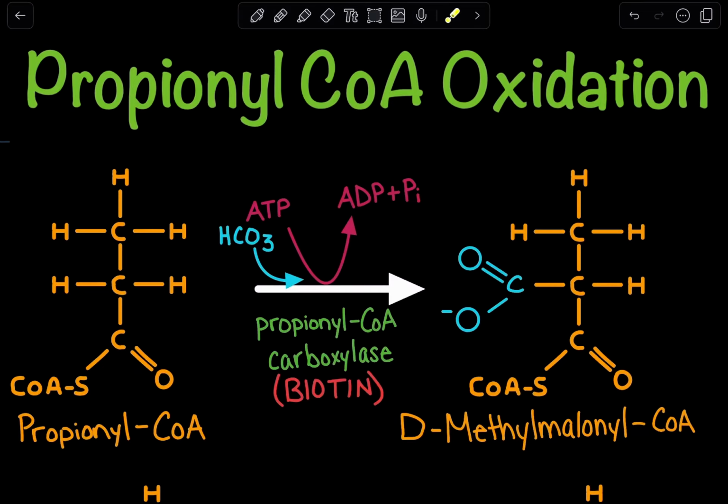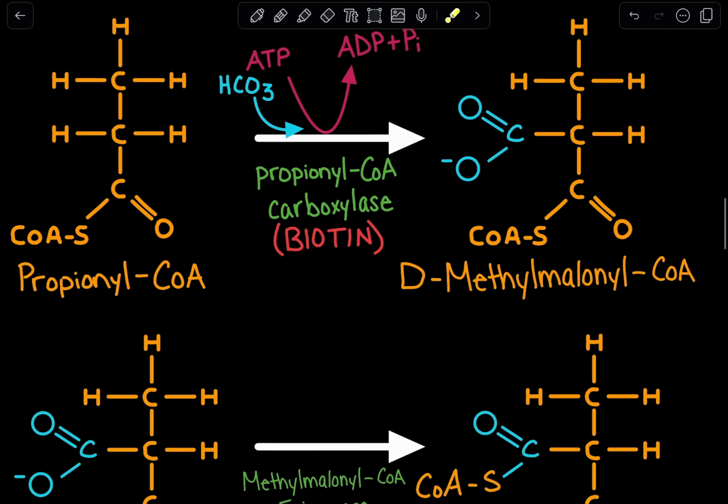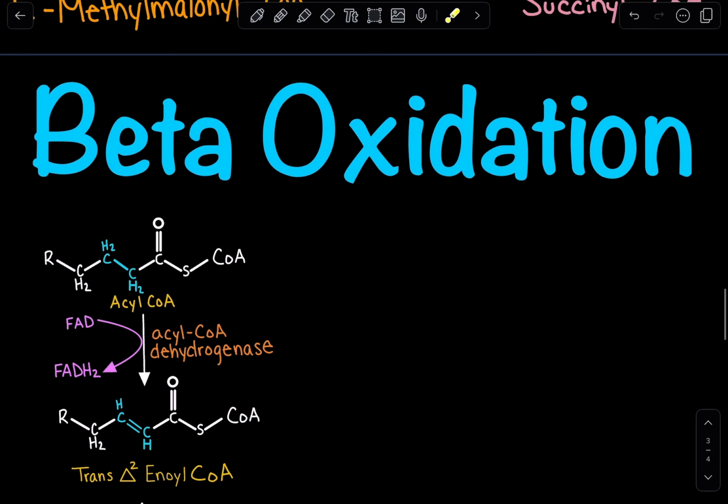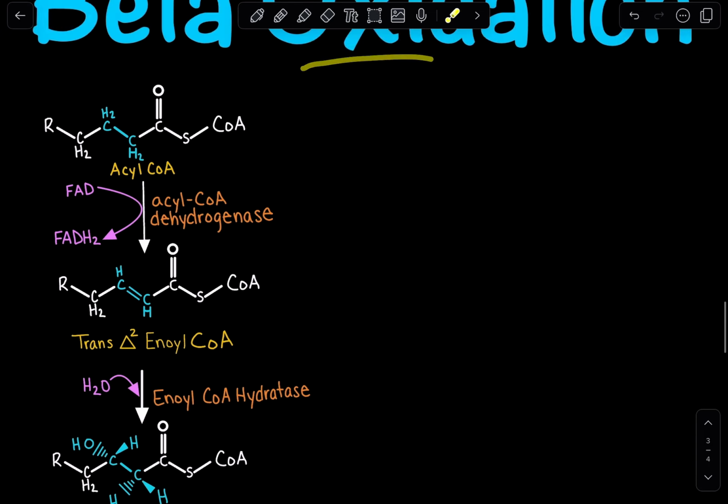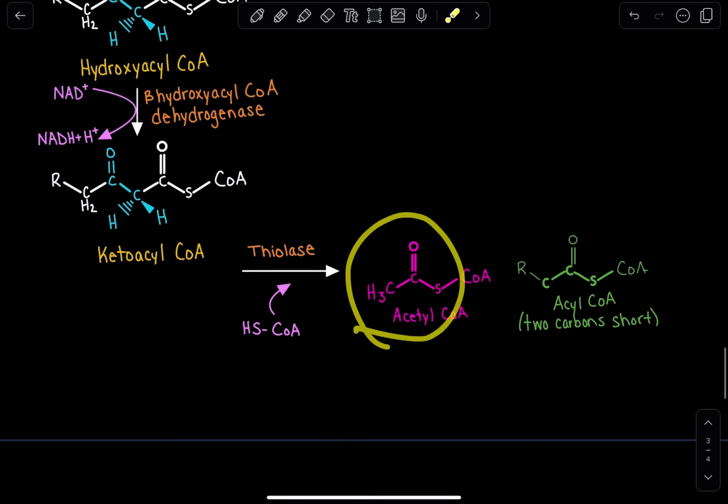So here we're going to understand the oxidation of propionyl-CoA, but what is propionyl-CoA? Where is it coming from? In order to understand that, we need to take a step back to beta oxidation. Remember that when we talk about the breakdown of fatty acids for energy, we utilize this process known as beta oxidation. And the product of beta oxidation is our acetyl-CoA.